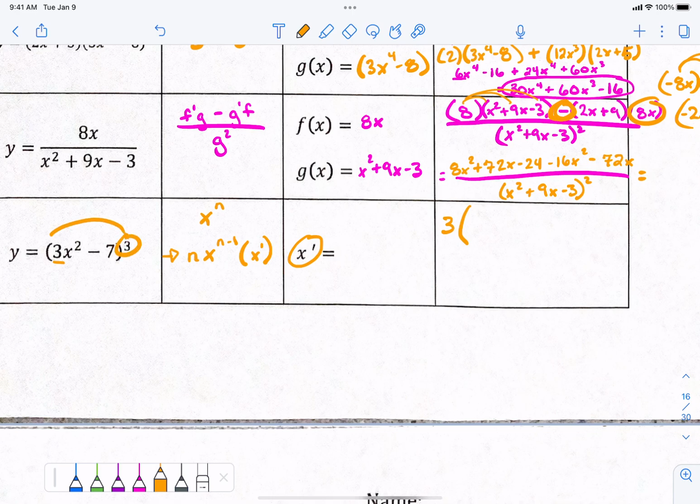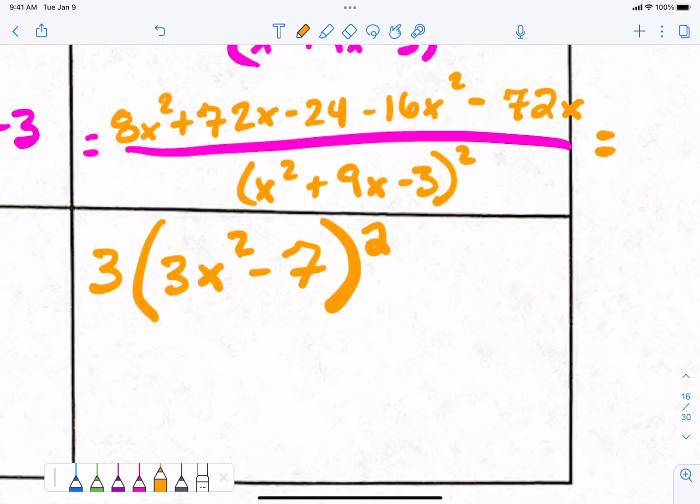This 3 comes down in front, right? I'm going to leave the 3x squared minus 7, and now it's going to be to the second power, because I brought the 3 down in front from here, and I subtracted 1.